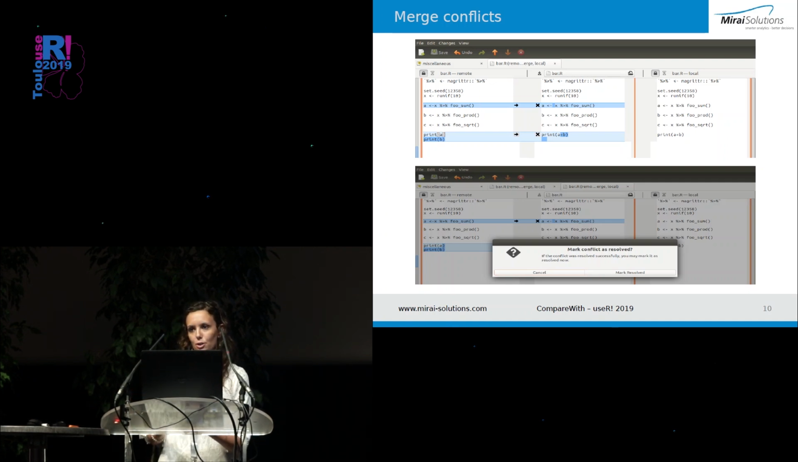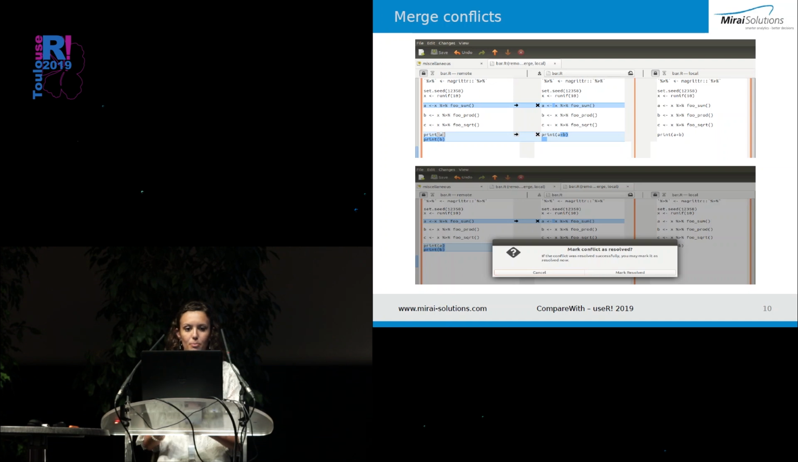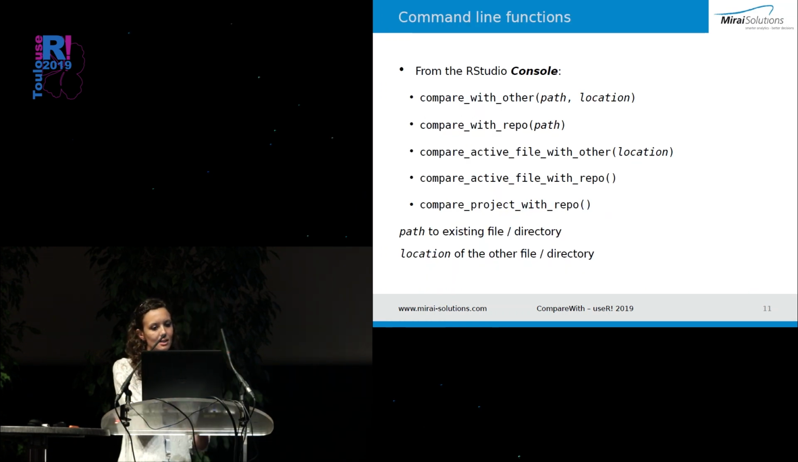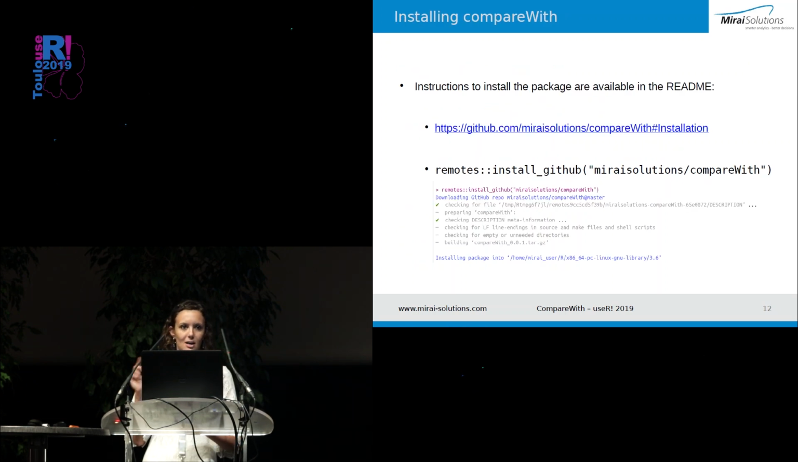And this will also show in the RStudio panel where you have the Git view. If you have a conflict, it has an orange U. In this case, it will show a blue M as if the file was just modified. Here I used the add-ins, but I can also use command line functions. If I want to do the same action that I did before to compare with the repository version, I can type Compare With Repo, and then I need to specify the path to the file. If I want to compare two distinct files, then I also need to specify the location of the other file.